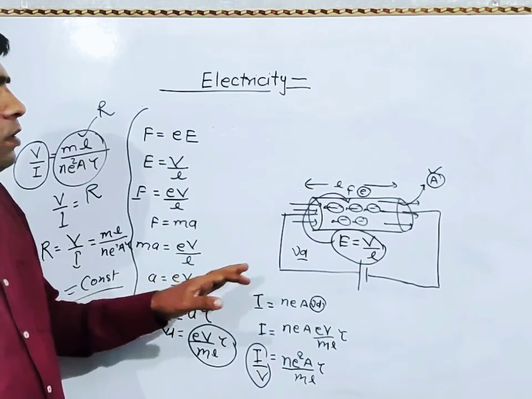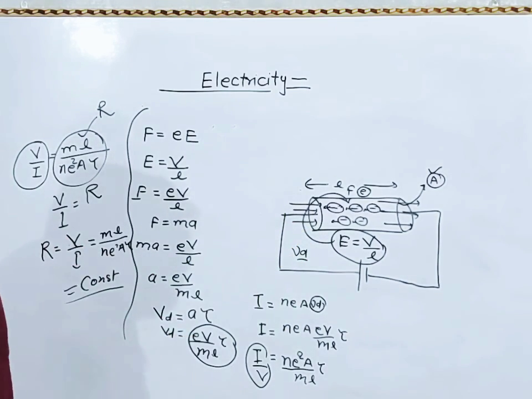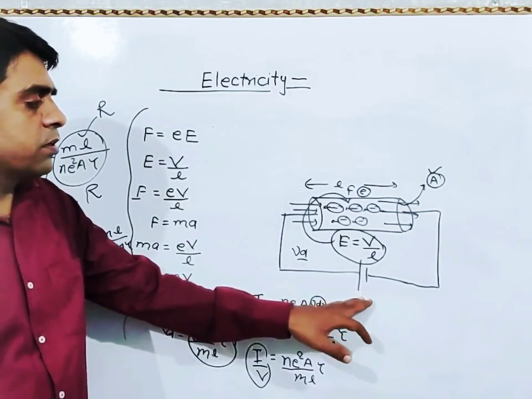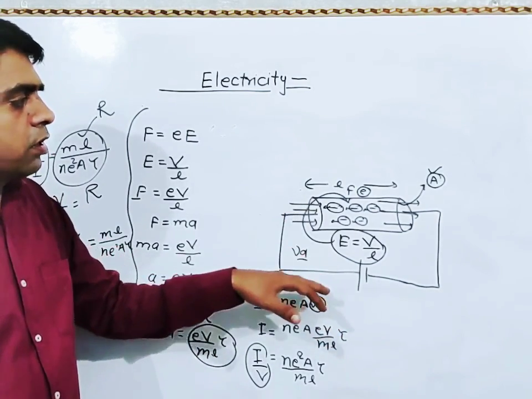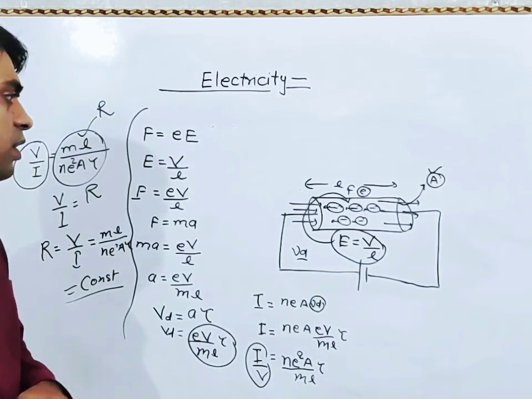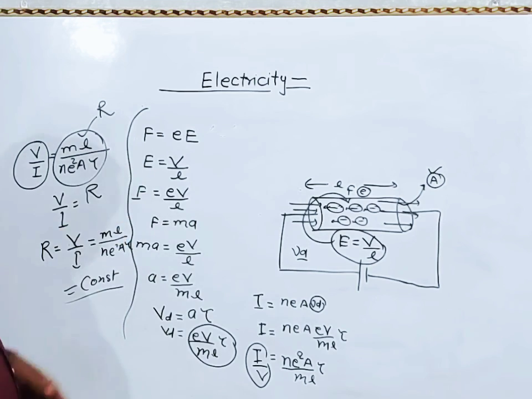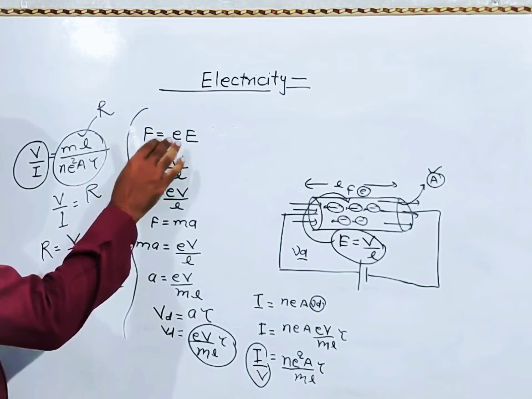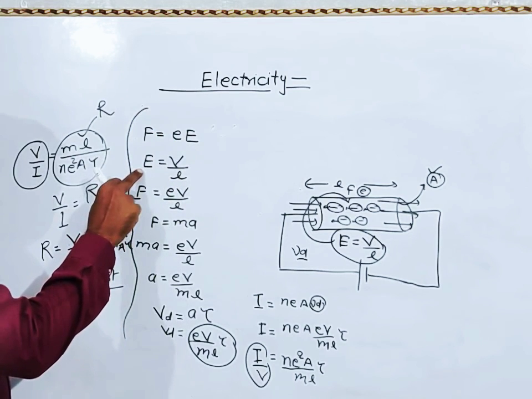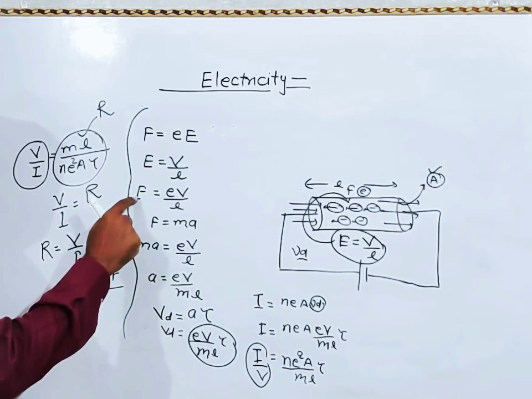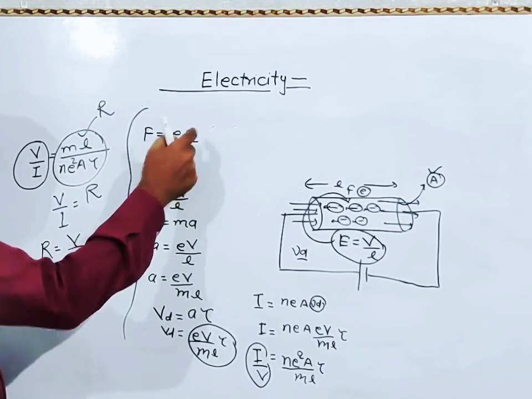So let's have another look. We have taken a conductor of cross-sectional area A and length L, and we have established the potential. The electrons get accelerated or drifted in the direction opposite to the applied electric field, and the electric field imposes a force on the electron, given by F = eE. Now we also know that the electric field in terms of potential gradient is E = V/L. Just place the value of V/L in the equation here.